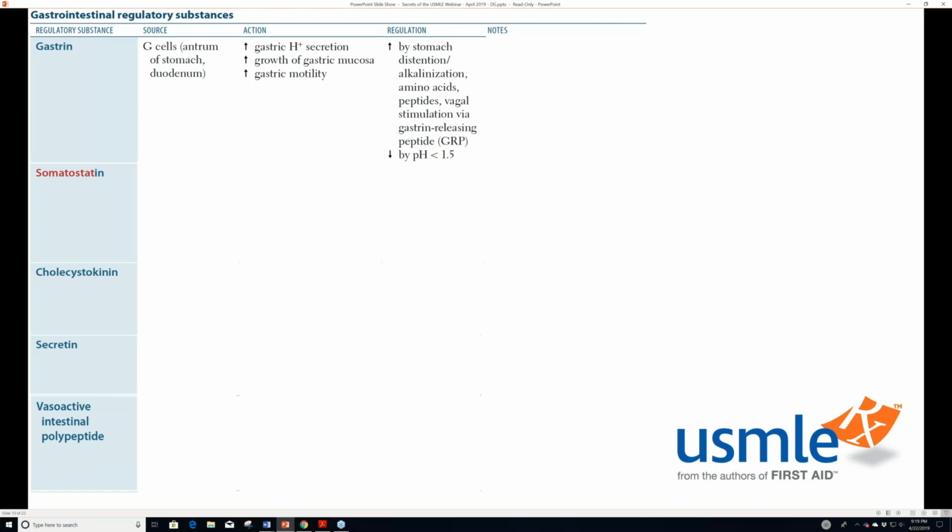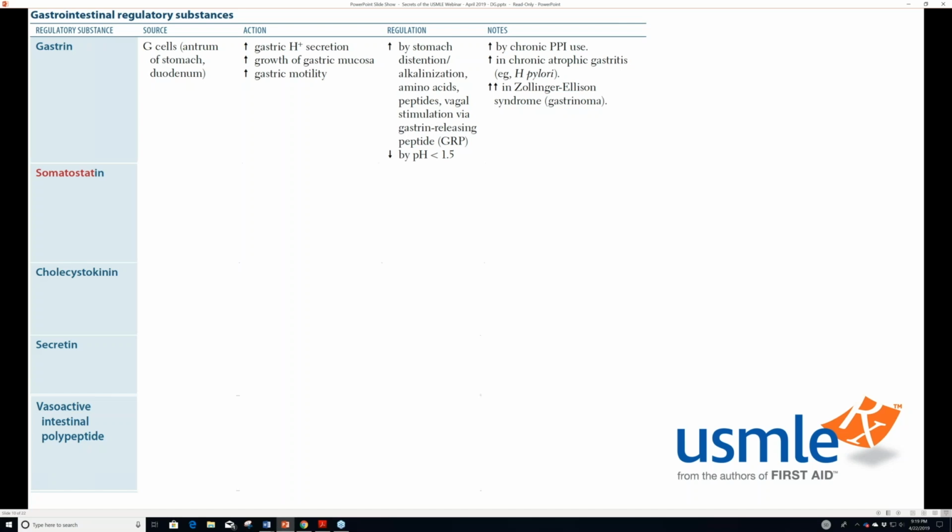So when you fill your stomach up, gastrin is released. It's also decreased if the pH gets too low. So if the pH decreases, you lead to a decrease in gastrin, but it's increased by stomach distension. Some of the key facts that you need to know is that gastrin is classically elevated in chronic PPI use.